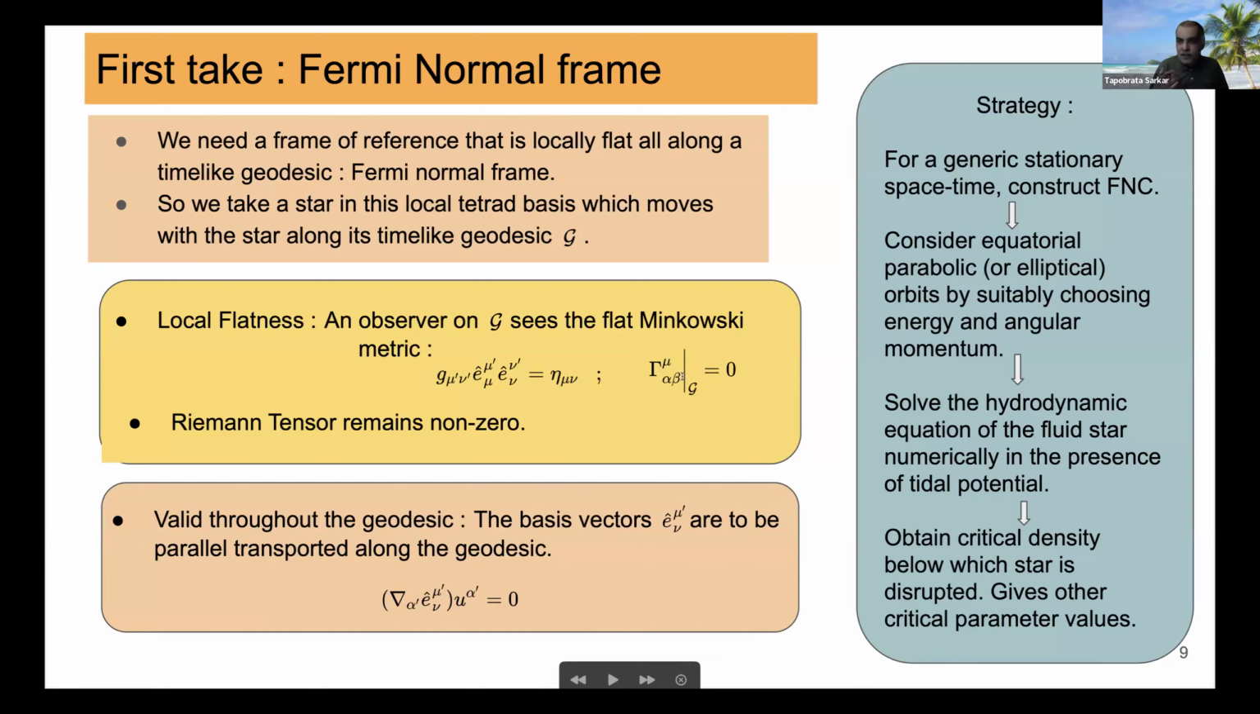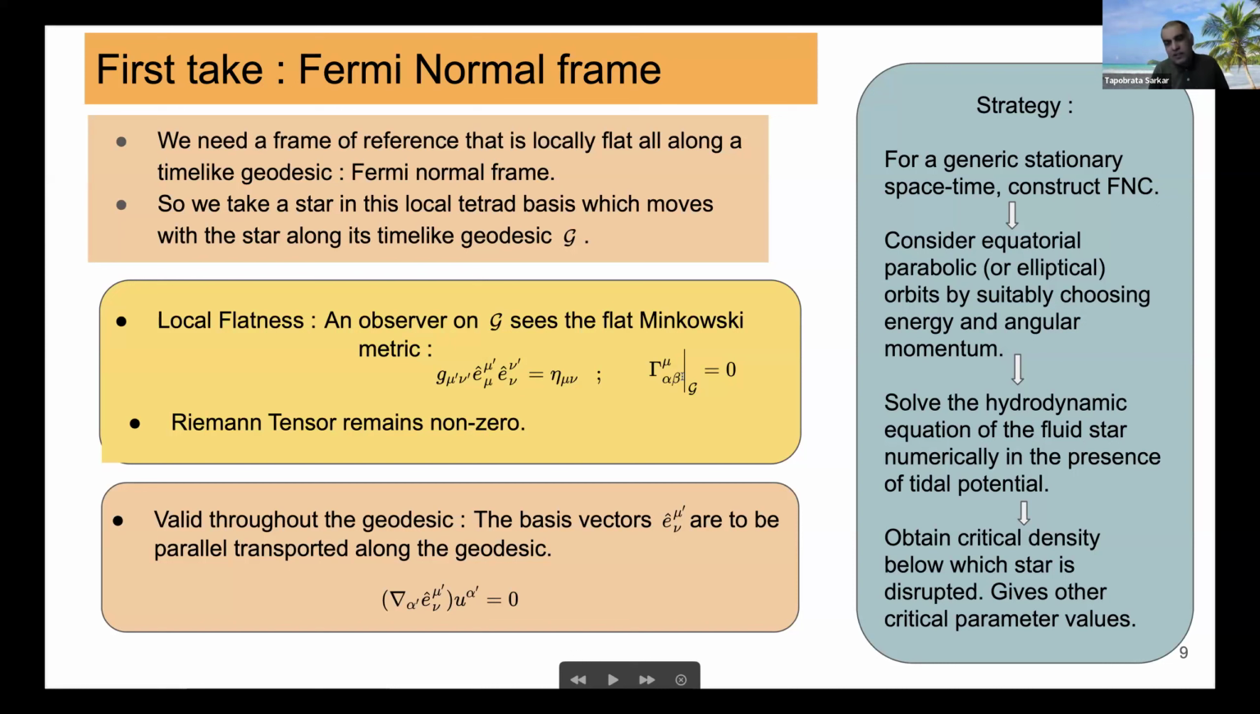So the strategy for understanding tidal effects would be the following. For a generic stationary space-time, you construct Fermi normal coordinates. These are well known. For Kerr black holes, the expressions are lengthy, but these can definitely be calculated. Then you consider equatorial, parabolic orbits. You can go to the off-equatorial plane, but things become much more complicated over there. So you choose the energy and the angular momentum appropriately.